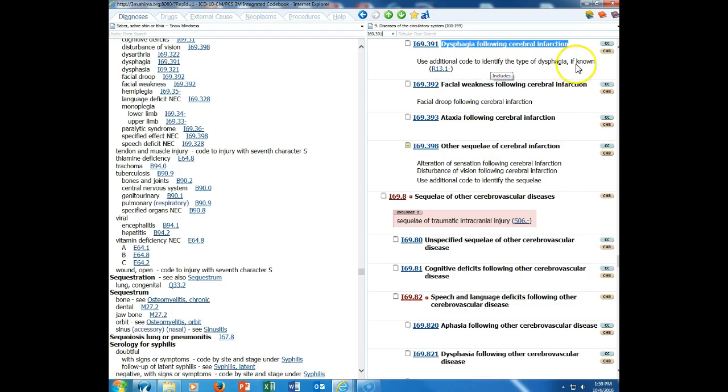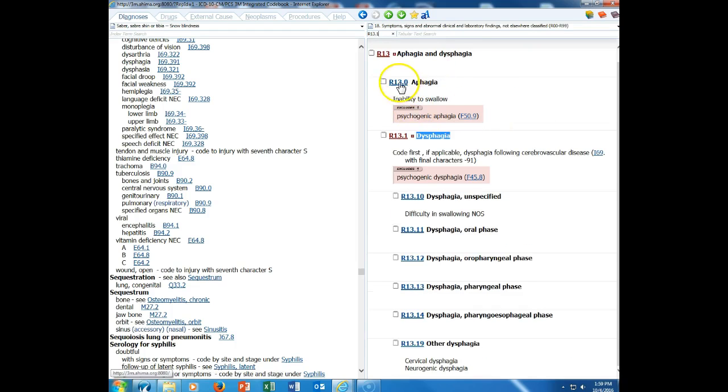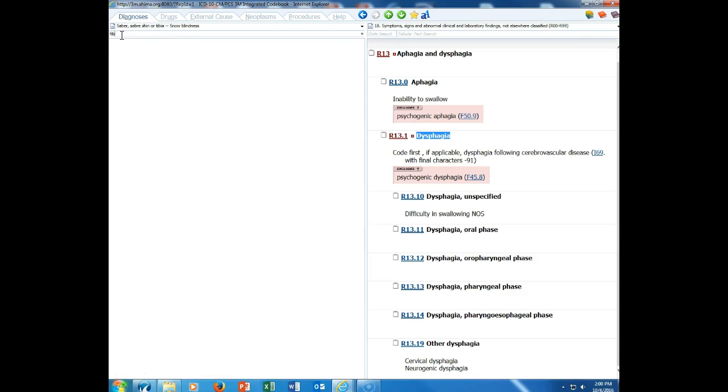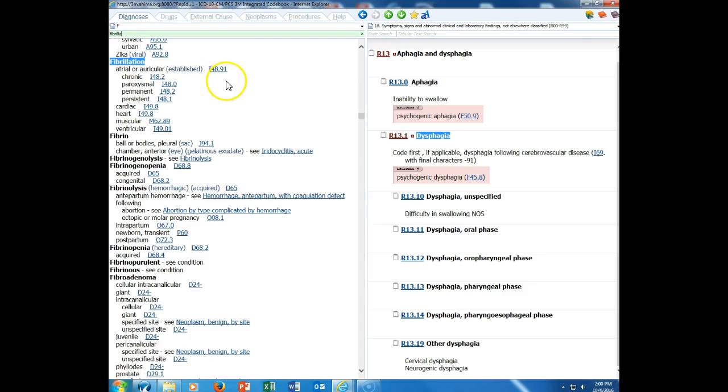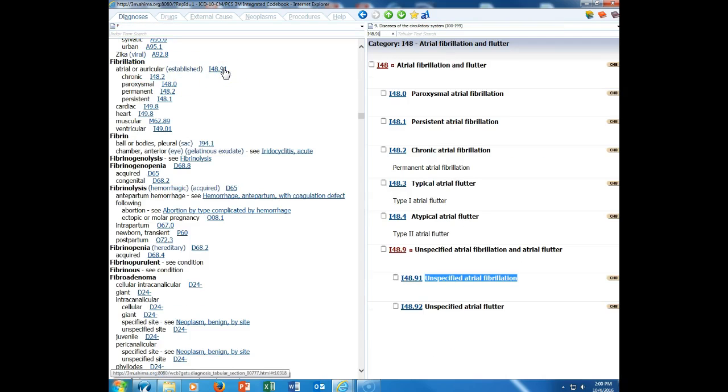It tells us to verify the type of dysphagia, R13.1, and it's actually R13.10, dysphagia unspecified, because it doesn't tell us what type of dysphagia this patient has. And then, of course, we're coding the atrial fib. The patient was admitted with atrial fib. So that is the first listed diagnosis, I48.91. So our codes are going to be I48.91.